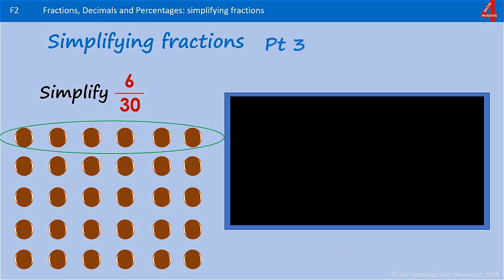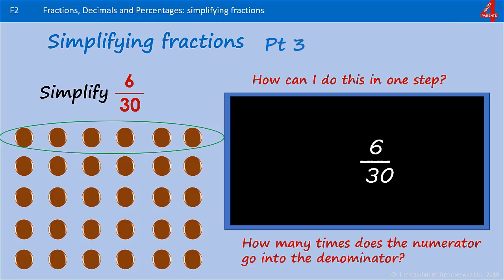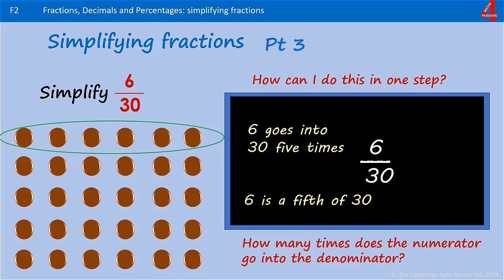How about 6/30ths? How many times does 6 go into 30? 6 goes into 30 5 times, so 6 is a fifth of 30. If the numerator is 1/5 of the denominator, you have a fifth.